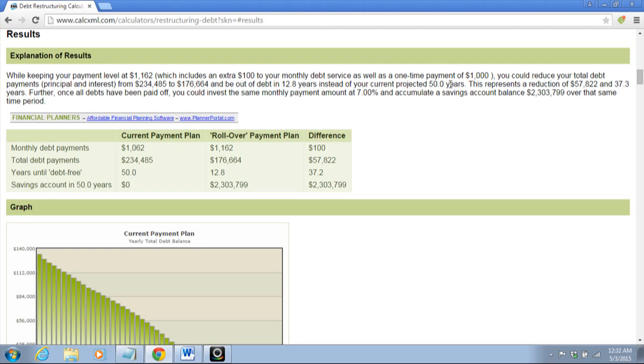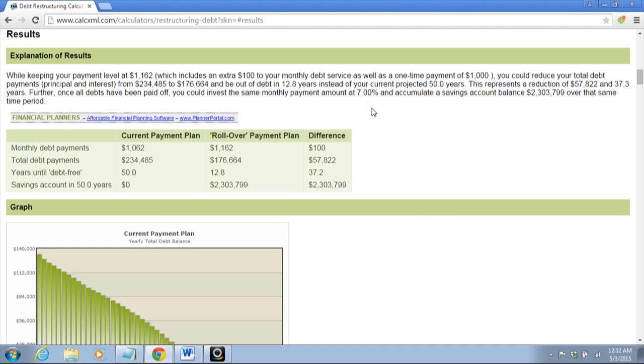Okay. So this represents a reduction of $57,822 and 37.3 years savings. So they're knocking off 37.3 years. So further, once all debts have been paid off, you could invest the same monthly payments amount at 7%.